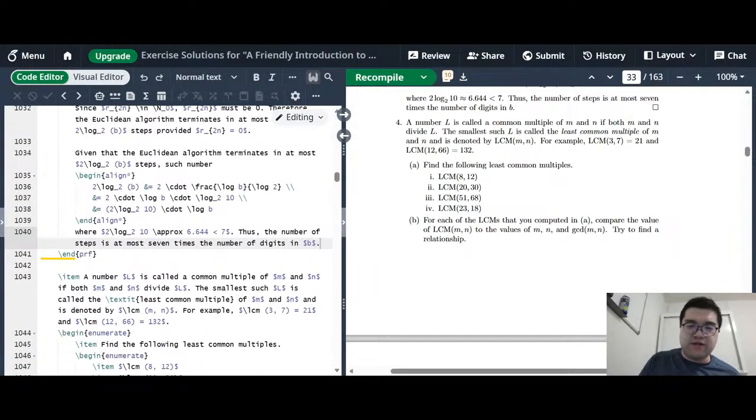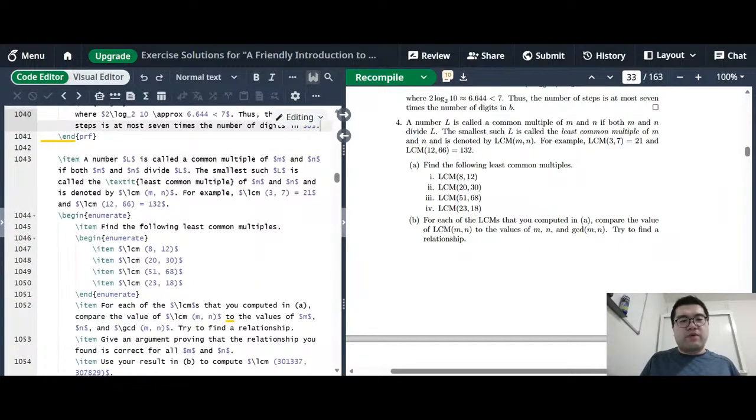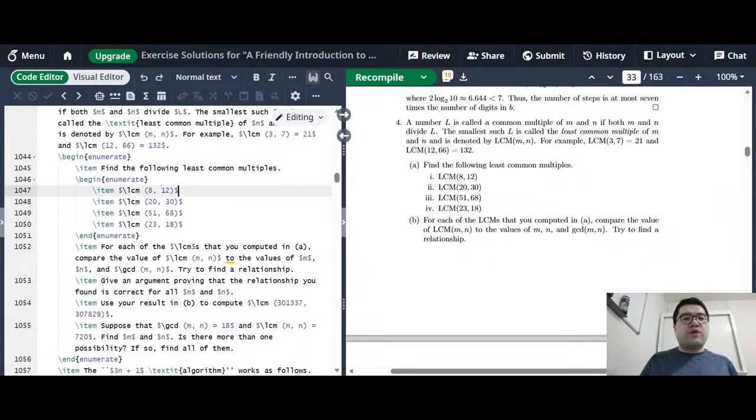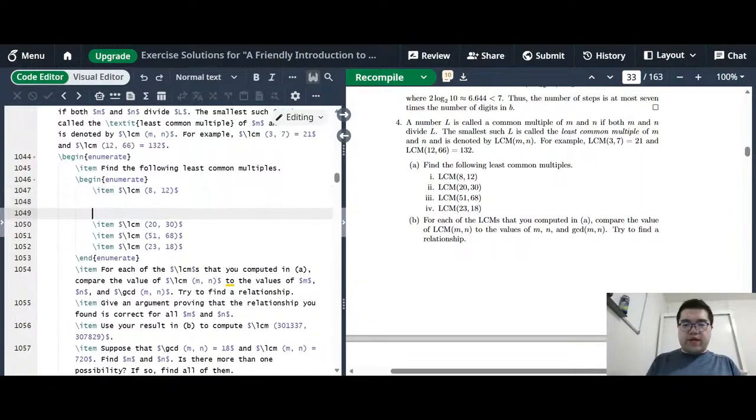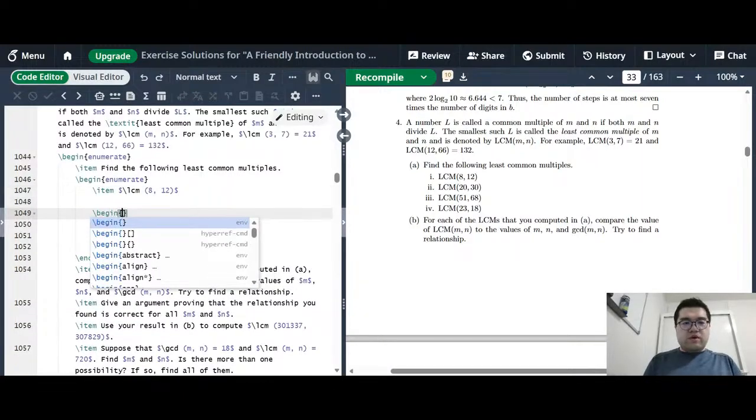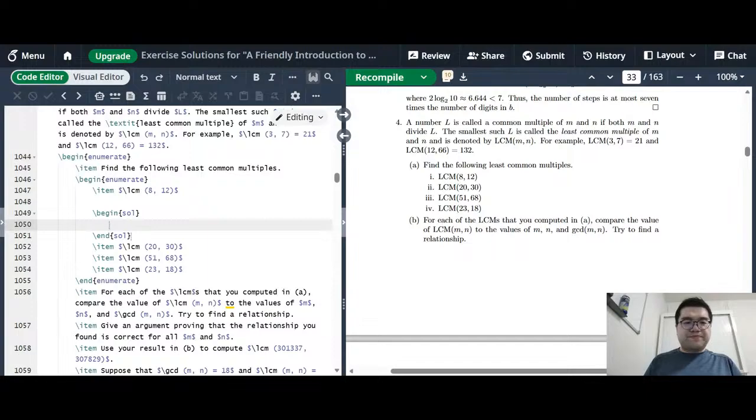So, in fact, there is a trick. Well, the trick is actually in part B, so I'm not supposed to spoil it. So let's try to do it. And besides, these numbers are actually not too big. Okay, so to find the least common multiples, we need to do it in the following way. So, begin the solution.